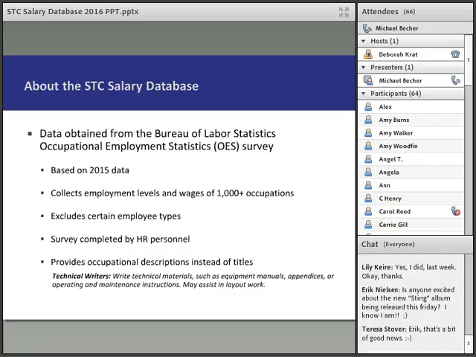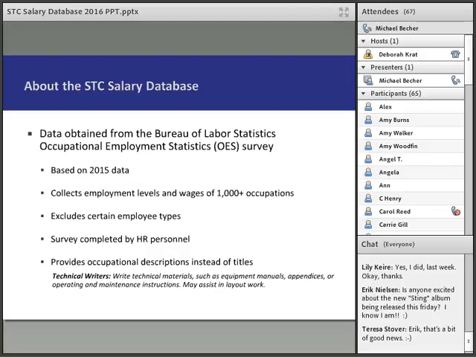To give you a background about the STC Salary Database, first of all, the data is obtained from the Bureau of Labor Statistics, and that is an Occupational Employment Statistics survey that they send out every single year. It's actually sent out every 6 months, where they collect data, and then it's a rolling type of year information that they put into the output that they make available for everybody. The data itself is based off of 2015 data. Obviously, it takes some time for them to take what they're given, compile it, and put that in a usable format.